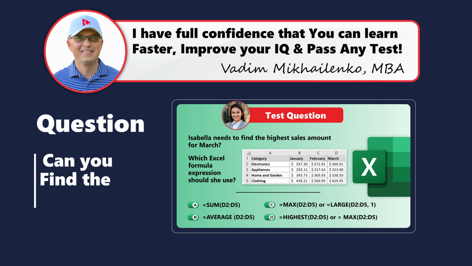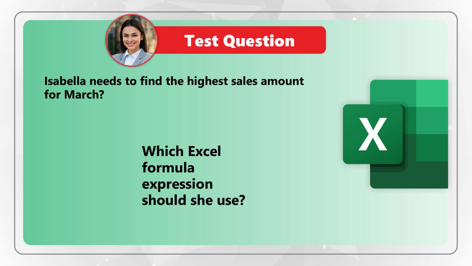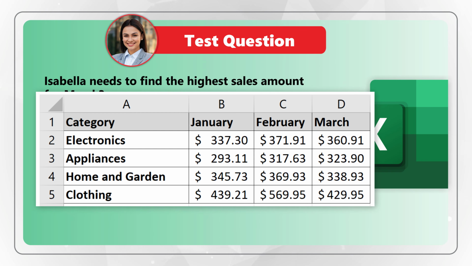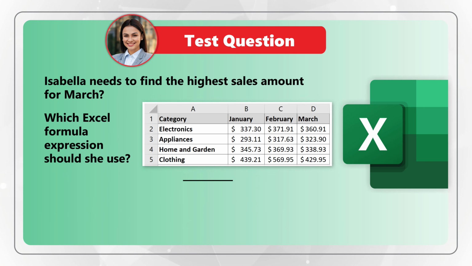Here's an amazing question to test your knowledge of basic Excel formulas. Isabella needs to find the maximum sales figure for March. Which selection is correct? You can see the data set, which shows sales for electronics, appliances, home and garden, and clothing. And sales figures are for January, February, and March. You need to select one of the four following choices.